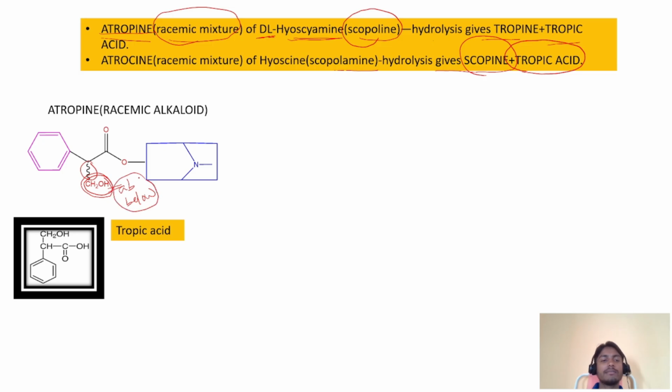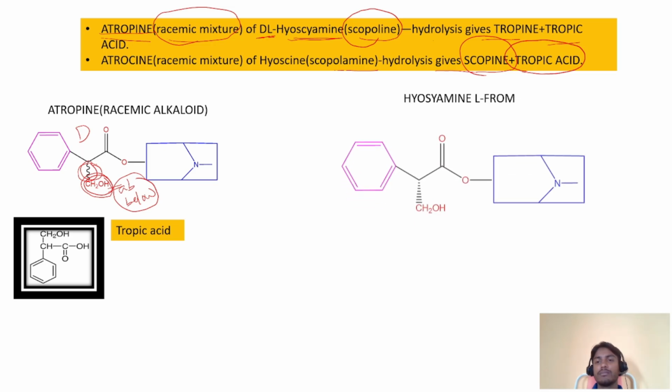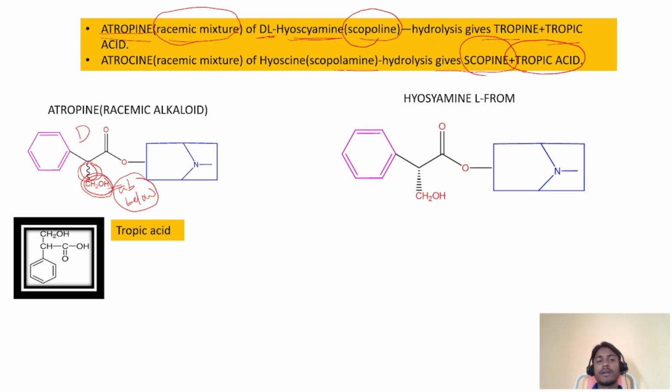Hence, in the D isomer, the CH2OH is above the plane. In the L isomer, the CH2OH is below the plane. Hence we write it with a wavy bond. It is non-directional. So atropine is a racemic mixture. Next, hyoscyamine L form. See, in this hyoscyamine, the CH2OH group is below the plane because it is on the broken wedge.